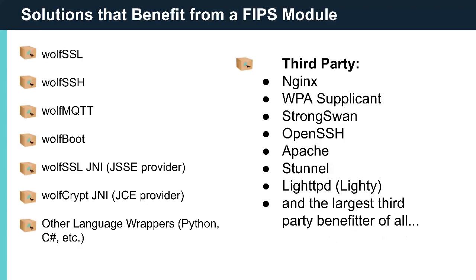Now, if you're using wolfCrypt FIPS, that can have benefits to a larger ecosystem of products, not just wolfCrypt FIPS itself. And so that can work underneath all of our products, or most of our products, and then a lot of open source third-party packages using our supported ports, our upstreamed support. So if you need to use Nginx or WPA Supplicant or OpenSSH or Apache with a FIPS validated crypto module, you can do that with wolfCrypt FIPS underneath.